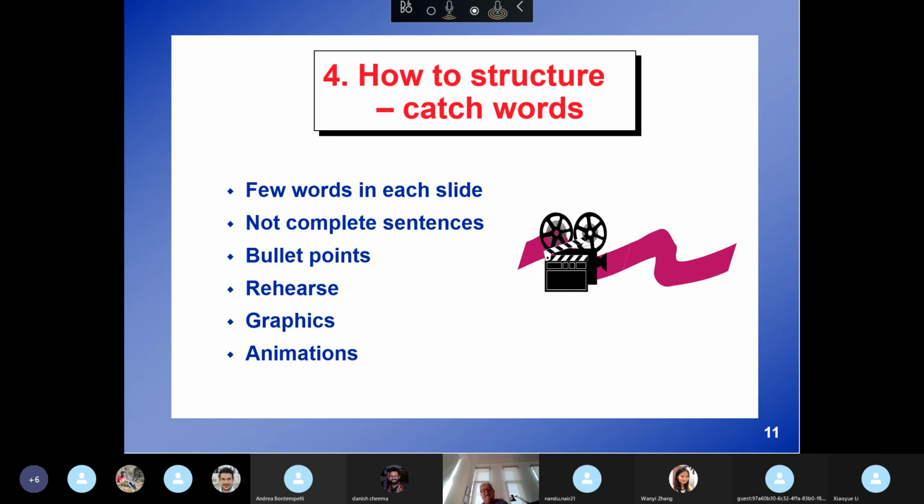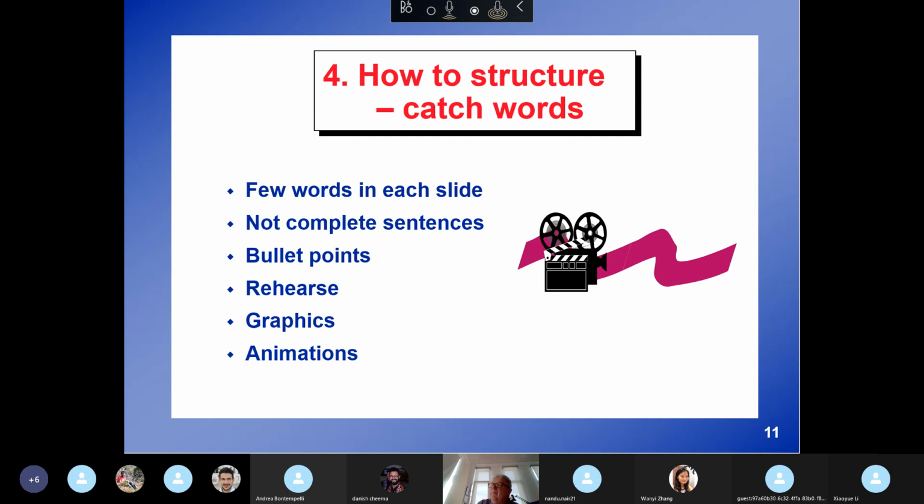So these are just tricks: few words in each slide. I'm just giving a concrete example. I already said that before. Few words in each slide, no complete sentences, bullet points. Remember that in my presentation on how to write papers, I argued that bullet points are fundamental for structuring the paper. Well, in a talk, this is even more important. To me, slides are only bullet points.